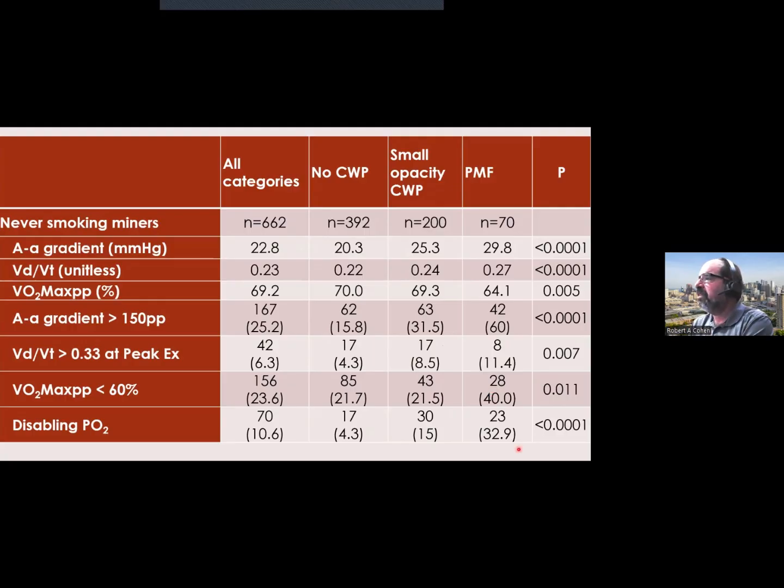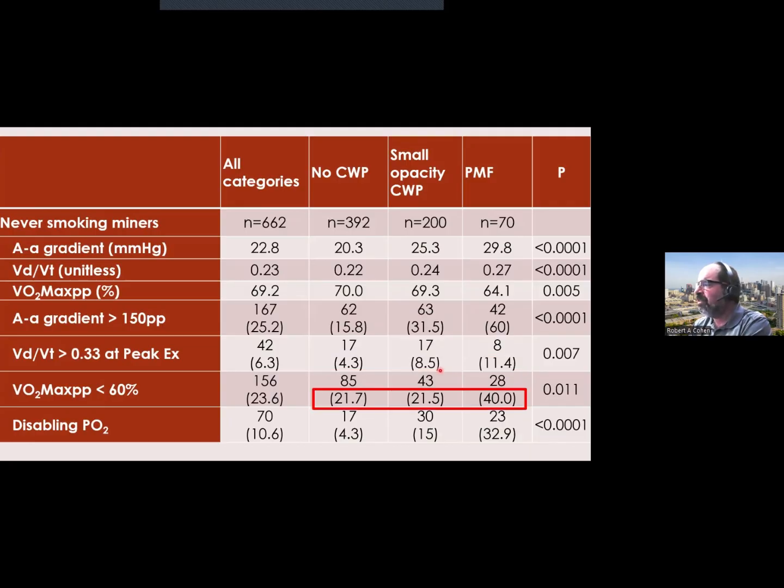And then for never smokers, the data was also important, again trying to make the point that these diseases are dust related as well. If you have people that smoked and had dust, it's important to note that they have an additive effect. It's not quite multiplicative or super additive, but it's an additive effect. And their A-a gradient was abnormal in people with normal chest X-rays, non-smokers, 1/3 with small opacity disease, and 2/3 with PMF. Also, their dead space increased with increasing disease on chest X-ray.